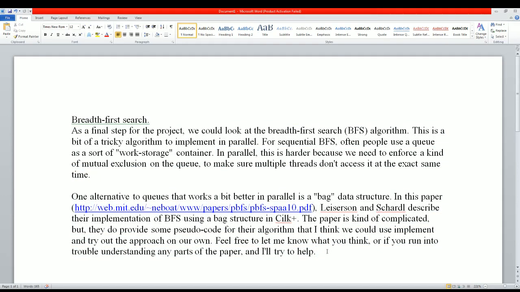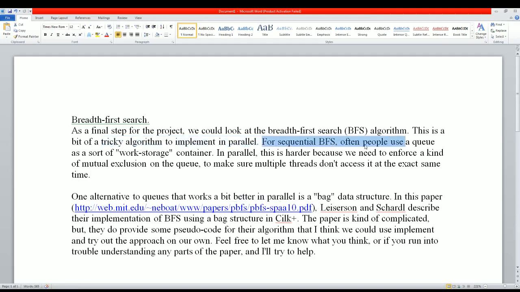But basically, I'm going to go through the basics of it. So, final step for the project, we're going to look at breadth first search. It's tricky in parallel. There's lots of papers on it, but we've picked this one paper right here.